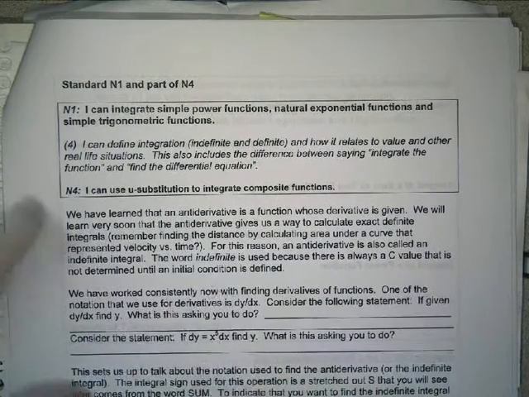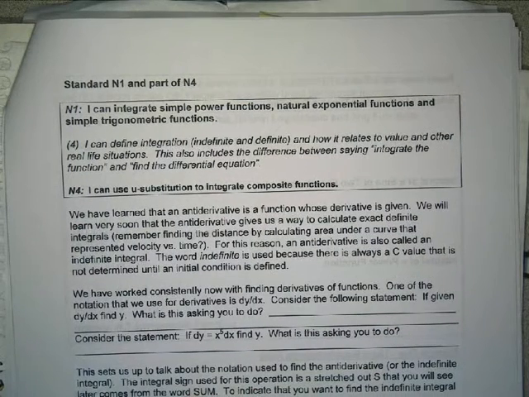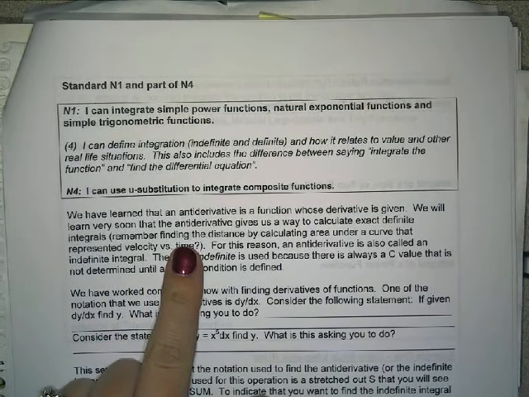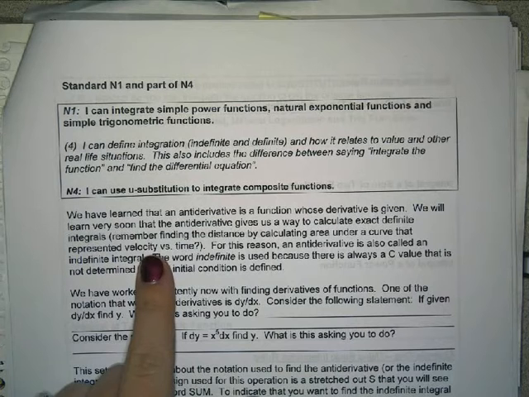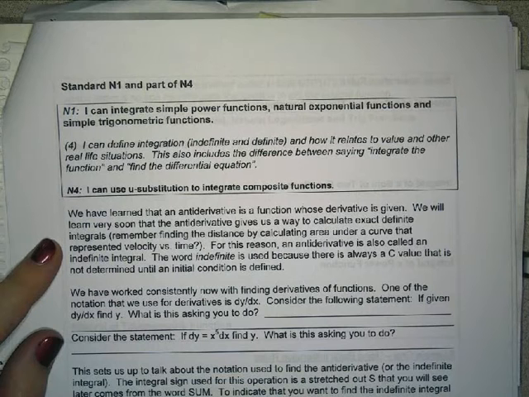So we'll start with just reading through some of this, but know that we're getting into the other branch of calculus now, but it is closely related to what we've already done, so some of it will look very familiar. We've learned that an antiderivative is a function whose derivative is given. We will learn very soon that the antiderivative gives us a way to calculate exact definite integrals. Okay, so before when we were estimating, now we're going to actually be able to find the exact area underneath the curve, or the exact value of an integral.